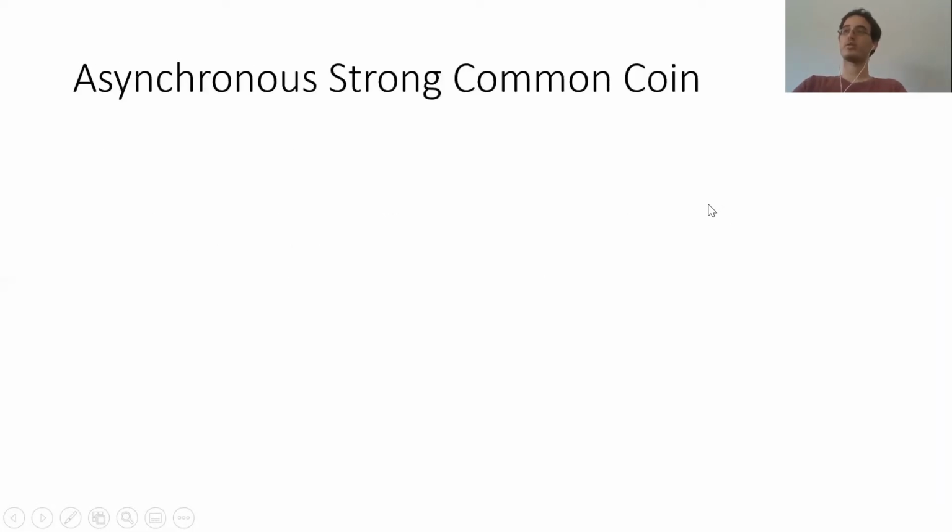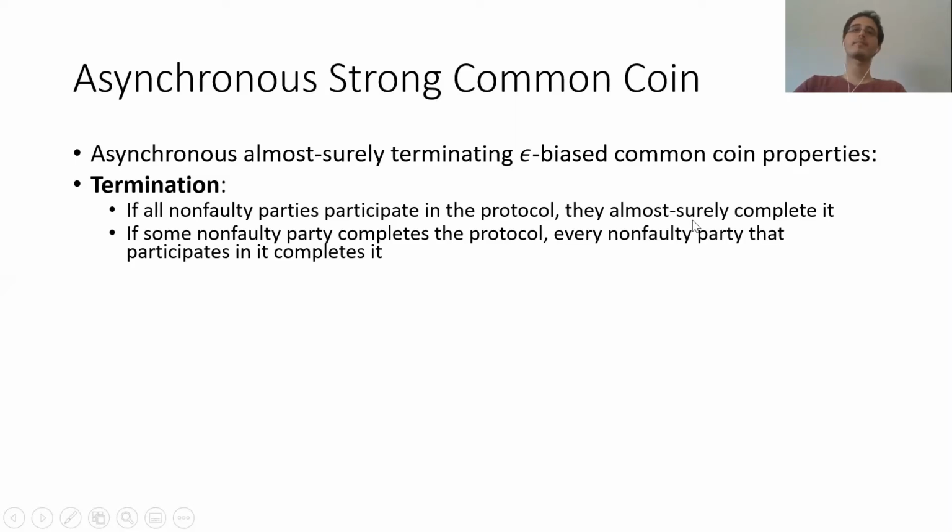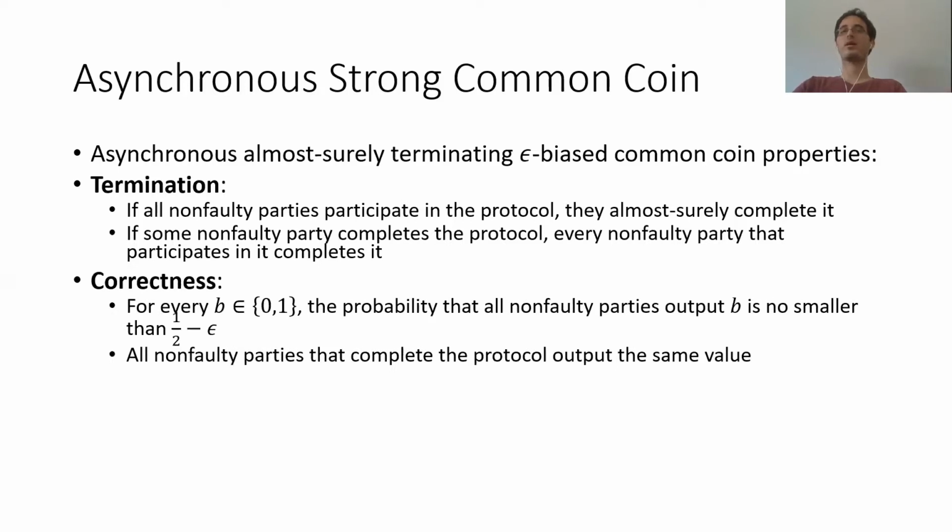One upper bound shown in the paper is the following. An asynchronous, almost surely terminating epsilon-biased common coin has the following properties. First of all, termination. If all non-faulty parties participate in the protocol, they almost surely complete it. And in addition, if some non-faulty party completes the protocol, every non-faulty party that participates in it completes it as well. Second property is correctness. For every B, which is either 0 or 1, the probability that all non-faulty parties output B is no smaller than 1/2 minus epsilon. In addition, all non-faulty parties that complete the protocol output the same value.